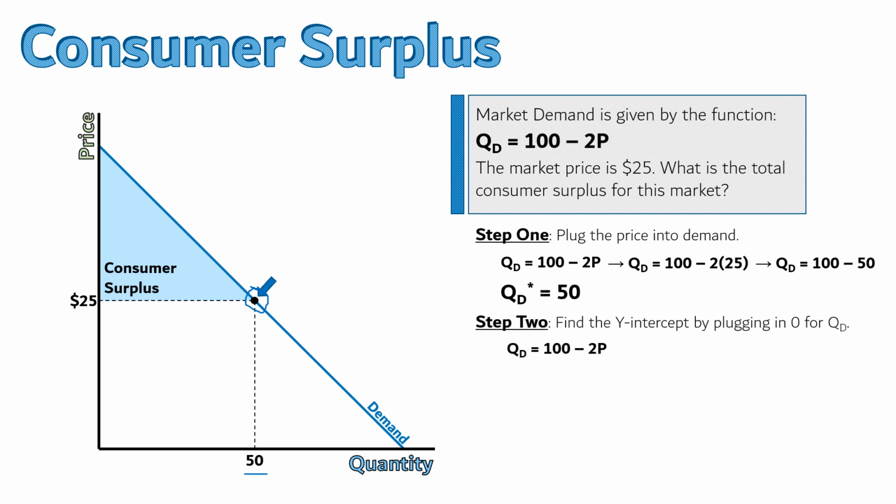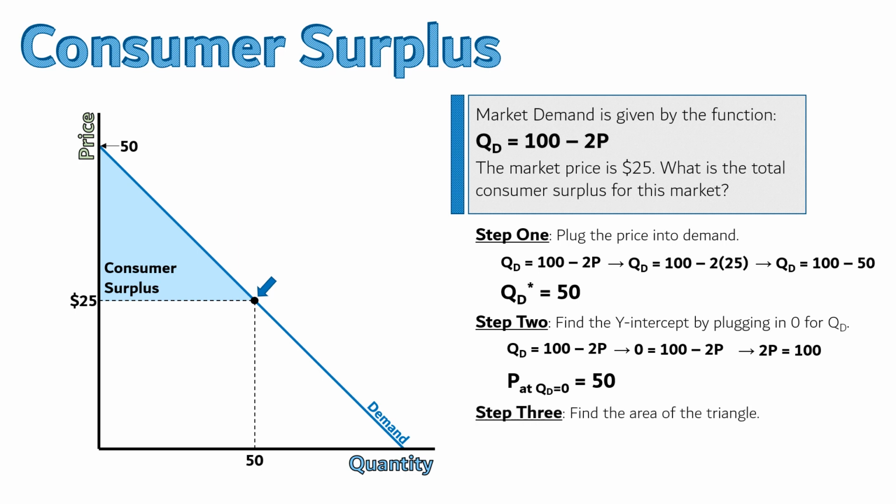Step 2 is to find the y-intercept of the demand curve by plugging in 0 for the quantity demanded and solving for the price. With a little algebra, we end up with a price of $50. That corresponds to this point up here on the graph. It is where the demand curve meets the y-axis, so it is at the coordinates 0, 50. But now we have the information we need to find the area of the triangle, which is step 3.